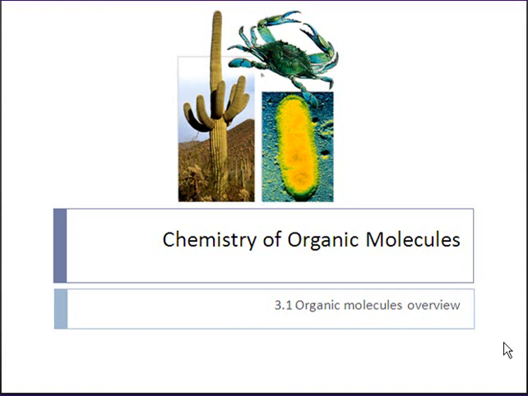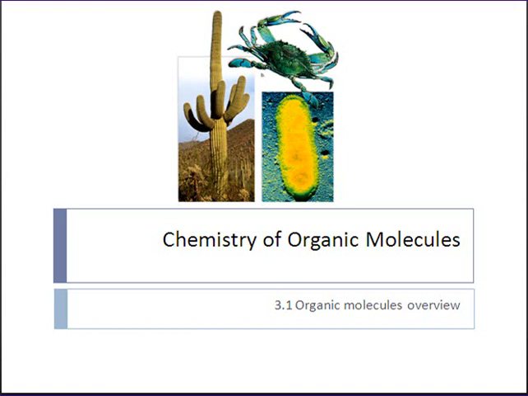We're going to be looking at organic molecules now that we have an idea of what atoms are and how they bond with one another in order to make molecules. So the first topic I'm going to talk about in terms of organic molecules is just giving you an overview of what the heck they are in the first place so that we can then talk about the different types of organic molecules in the subsequent lectures this week.